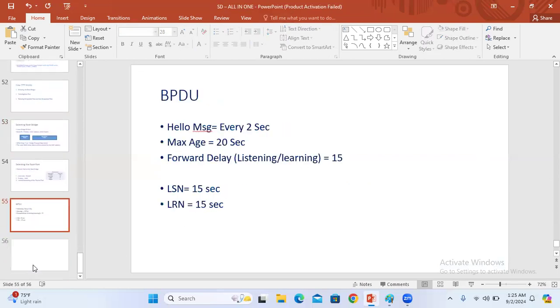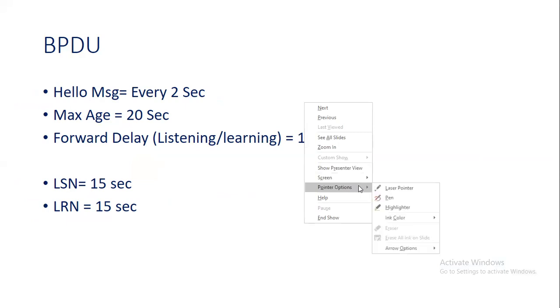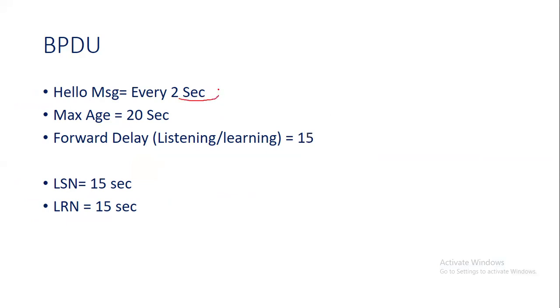And let's take the example of the BPDU message. As I already mentioned, every 2 seconds the switch sends the BPDU message, containing the port number, the MAC address, and the bridge value. Once the selection is done, it decides which port will go to the forwarding state and which will go to the blocking state. And max age is 20 seconds.